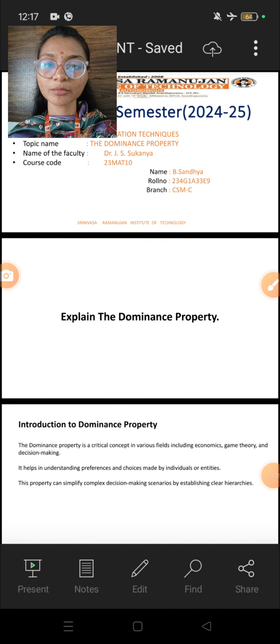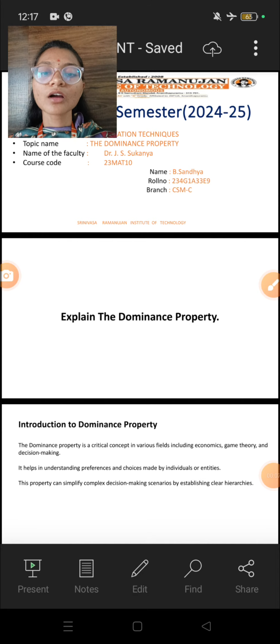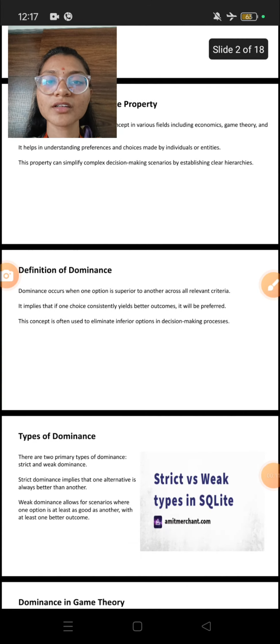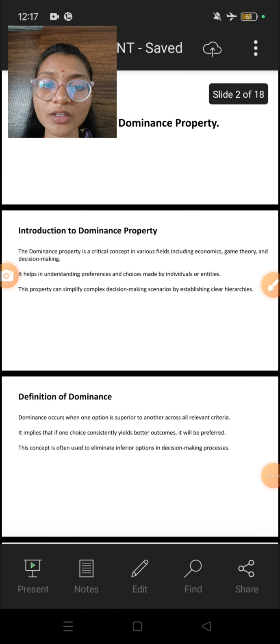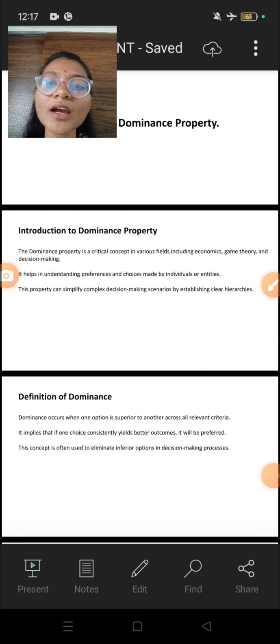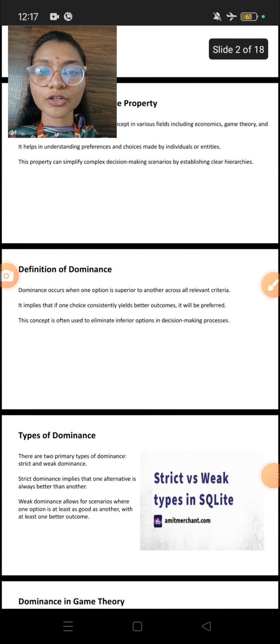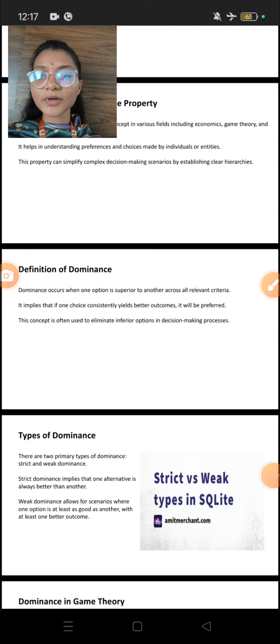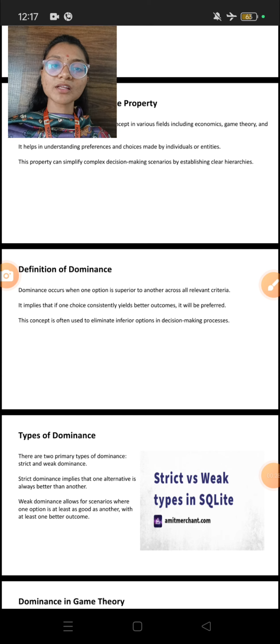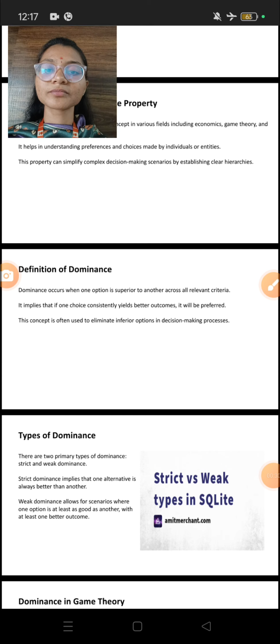Today my topic is about the dominance property. Coming to the dominance property introduction. The dominance property is a crucial concept in various fields including economics, game theory and decision making. It helps in understanding preferences and choices made by individuals or entities. This property can simplify complex decision making scenarios by establishing clear hierarchies.